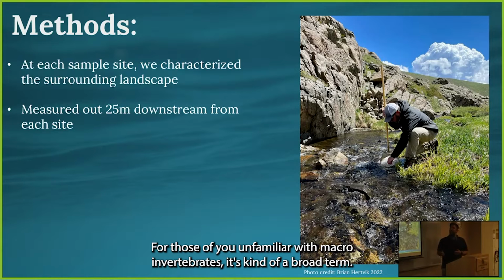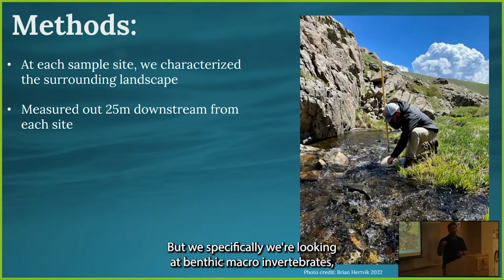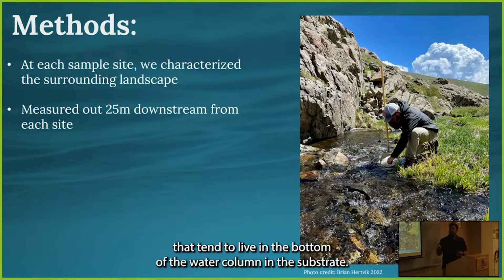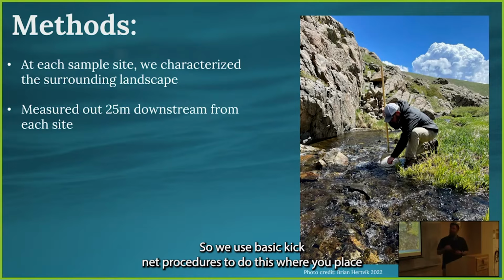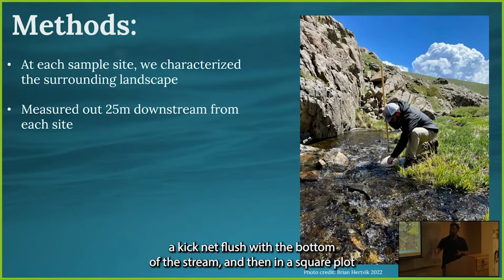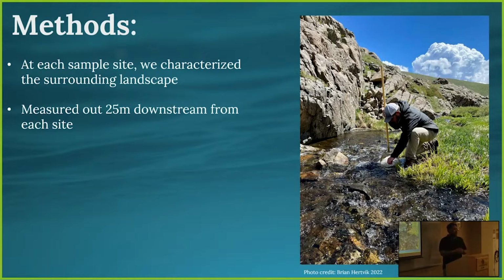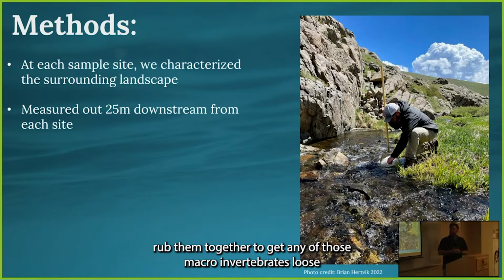And at each of these sites, we started off with a macroinvertebrate sample. For those of you unfamiliar with macroinvertebrates, it's a broad term, but we specifically were looking at benthic macroinvertebrates, which are aquatic insects in their larval state that tend to live in the bottom of the water column in the substrate. So we used basic kick net procedures to do this, where you place a kick net flush with the bottom of the stream, and then in a square plot in front of the net, you disturb the substrate, pick up rocks, and rub them together to get any of those macroinvertebrates loose.